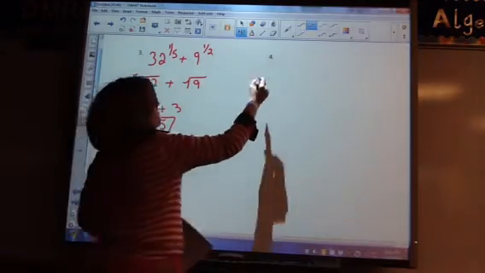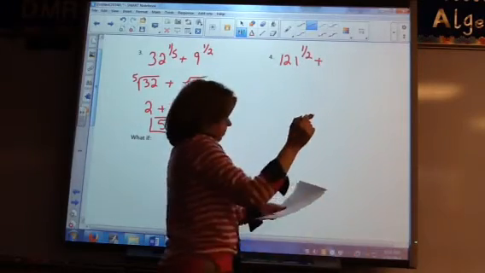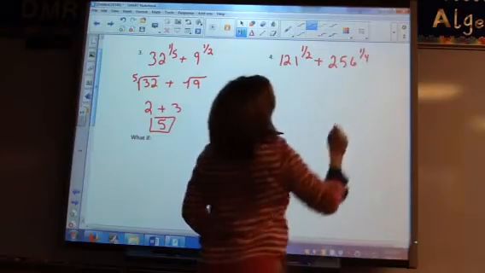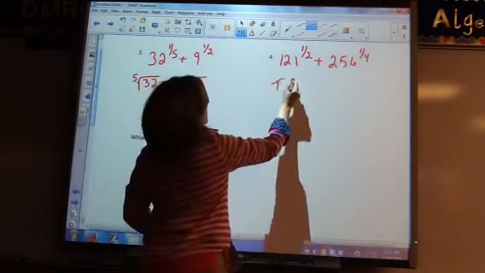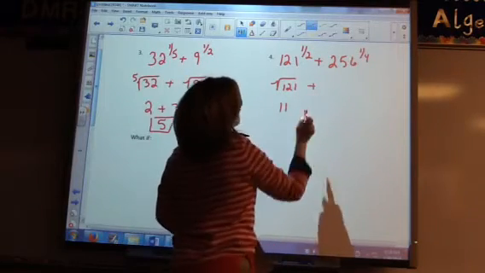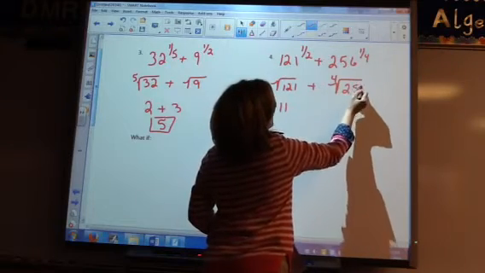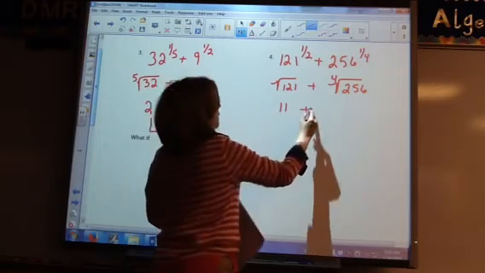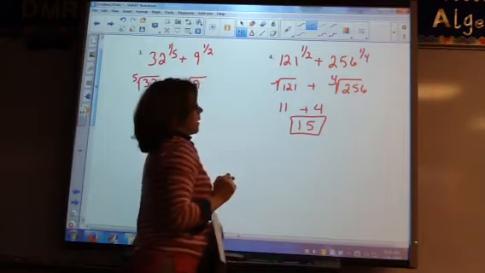Let's try another one of those. Okay, so this is the square root of 121, which is 11. This is the 4th root of 256, which is 4. So my answer is 15.